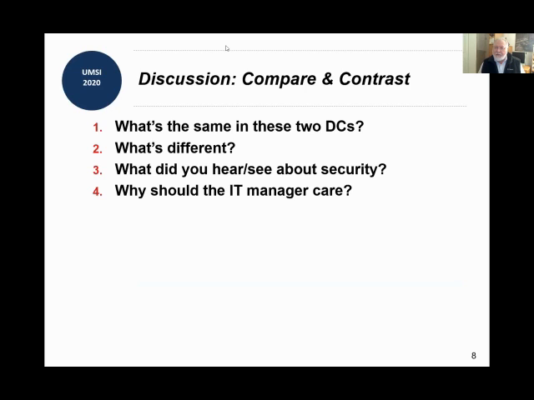And the reason an IT manager should care about this is because an IT manager, IT department, is responsible for delivering a service level to the organization.